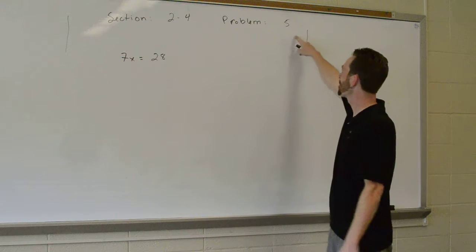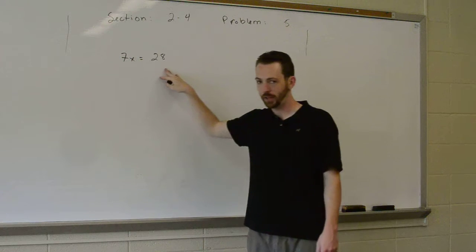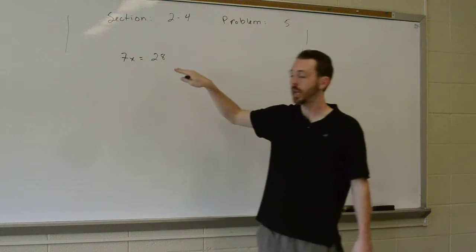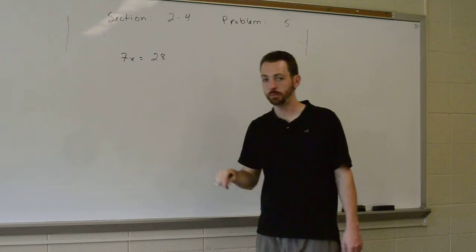Section 2.4, problem number 5, we have this equation 7x equals 28. To solve this, we need to use the multiplication property, which says that anything that we multiply by one side, we need to multiply by the other side.